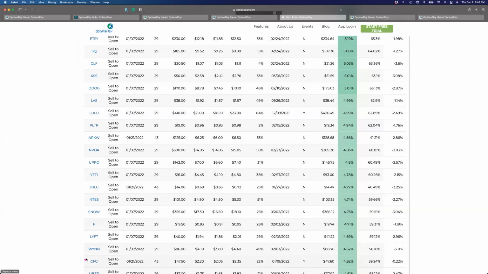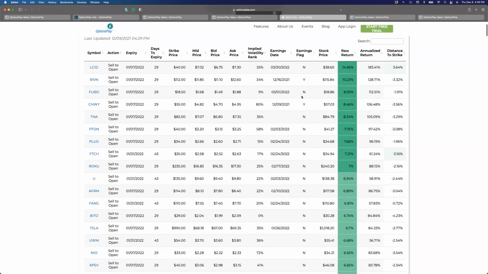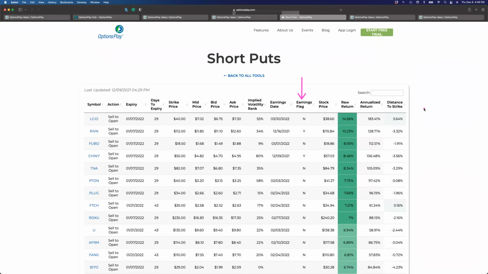But some other stock, like for example, CFG, reports on January 19th, but you're selling a January 21st option. There's earnings between now and expiration. So be careful and understand whether there's earnings between now and the expiration date, and make sure that you choose ones that predominantly don't have earnings coming up. For some of you, you may be comfortable taking on that risk, but many of you may not be comfortable with that. So be aware of the earnings flag and make sure that you're selecting options that do not have earnings coming up.